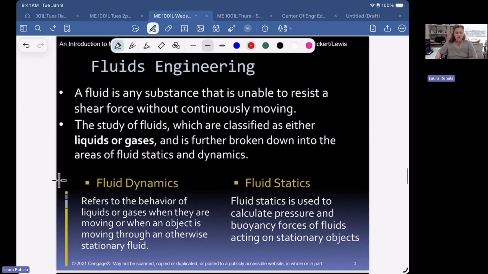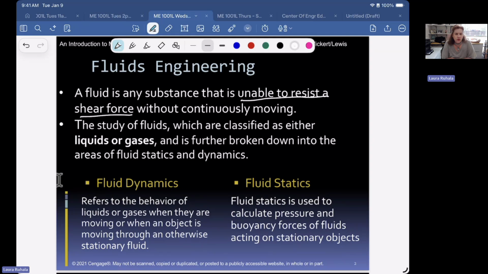So let's talk about fluids engineering. So what is a fluid? Different scientists and engineers will define it differently. So I'm going to talk about this obviously from an engineering standpoint. A fluid is any substance that is unable to resist a shear force without continuously moving. So it's unable to resist a shear force. Let me go ahead and underline that. Unable to resist a shear force, because that's key.